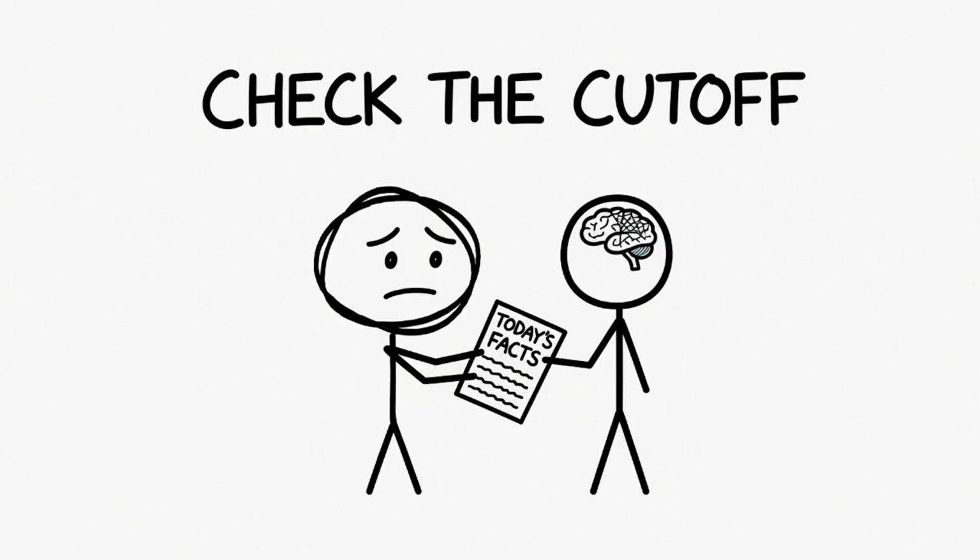Rule 2. Check the training cutoff before you trust any answer about recent events, new libraries, or current prices. It does not know anything after that date. If you need current facts, you give them to it. That's what retrieval is for. Don't ask the brain, hand it the document.